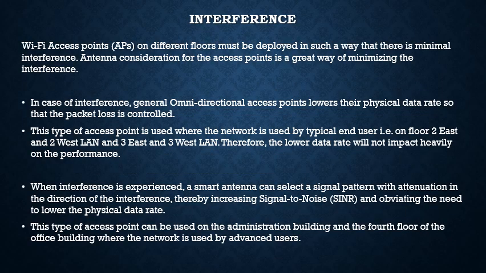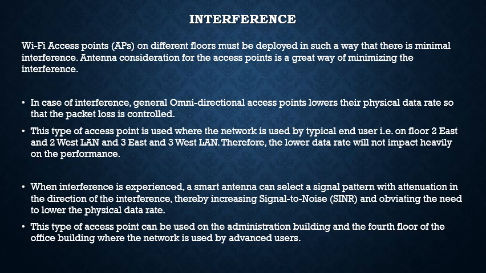Interference. A Wi-Fi access point on different floors must be deployed in such a way that there is minimal interference. Antenna consideration for the access point is a great way of minimizing the interference. In case of interference, a general omnidirectional access point lowers its physical data rate so that packet loss is controlled. This type of access point is used where the network is used by typical end users, that is on floor 2 east and 2 west LAN and floor 3 east and 3 west LAN. Therefore, the lower data rate will not impact performance heavily.